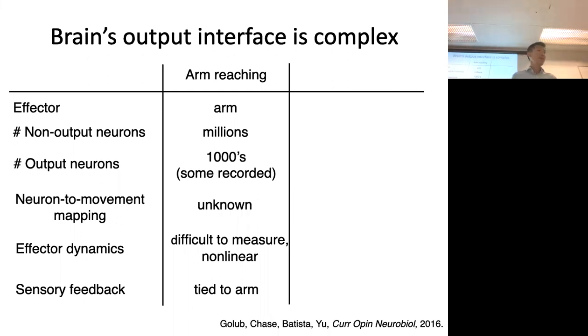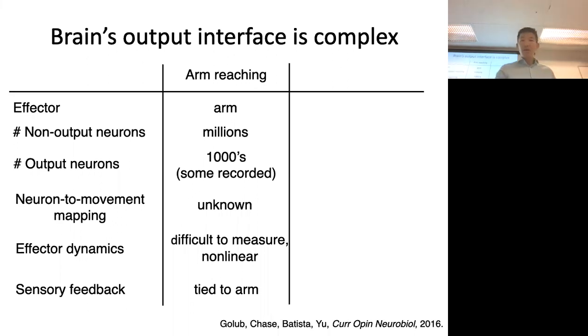So some heroic studies have gone about defining these nonlinear dynamical equations to define all the joints in the arm, but most studies don't do that. Okay, and furthermore, sensory feedback, and in particular here I'm talking about proprioceptive feedback, is tied to the arm. Okay, so the output interface for arm reaching is rather complex.